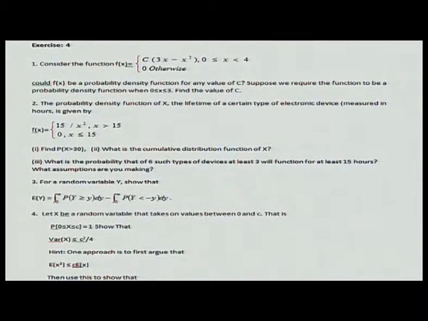I will begin this lecture by discussing exercises 4 with you. This is on random variables, their PDF, CDF and expectations, etc. So, let us look at question 1.